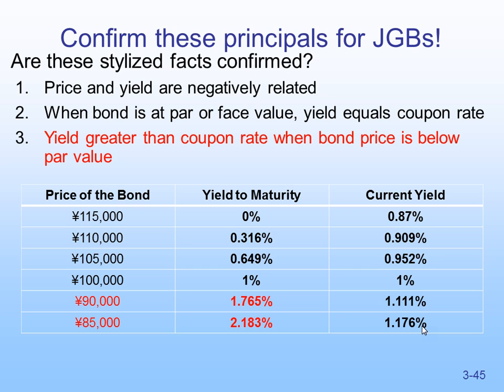And you see here we're dealing with a 15-year bond. The current yield is a little bit better at approximating the yield to maturity than it was in the case of the 8-year bond.